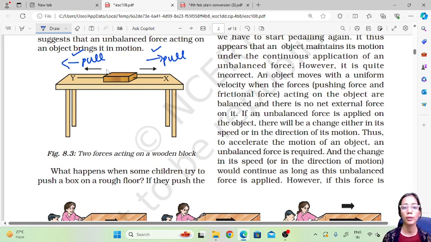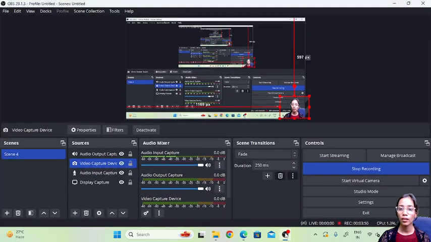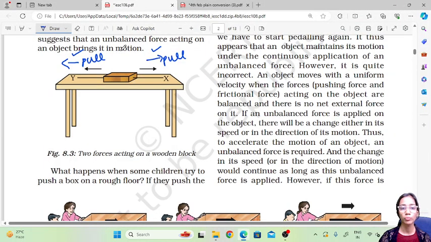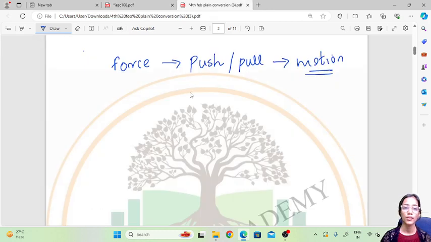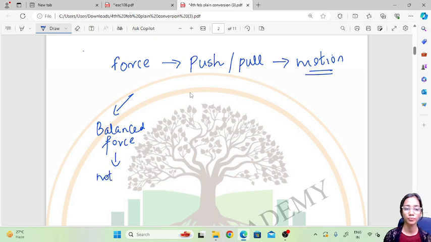The force will be balanced on both the sides, and in this case, will the object move? The object will not move because the forces are balanced on both the sides. So there are two types of forces. Balanced forces: when the forces are balanced, the object will not move, it will not go in motion.